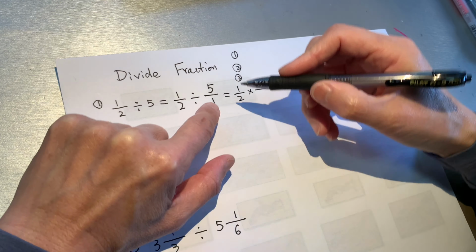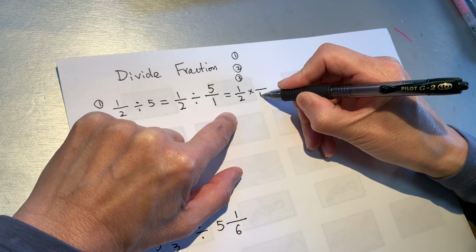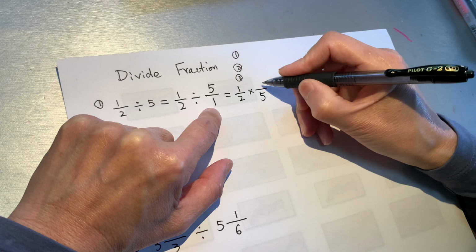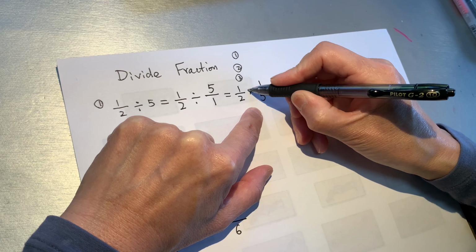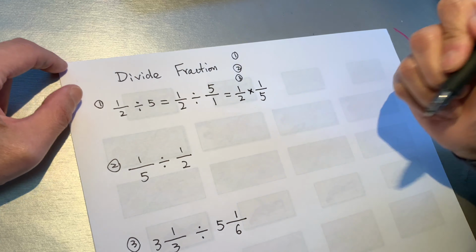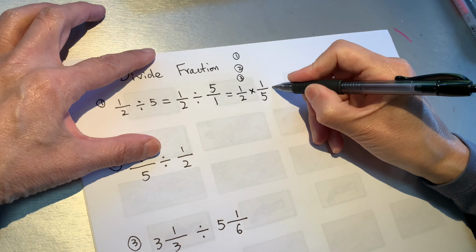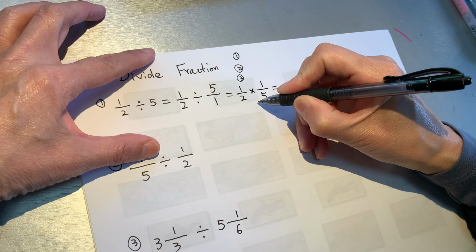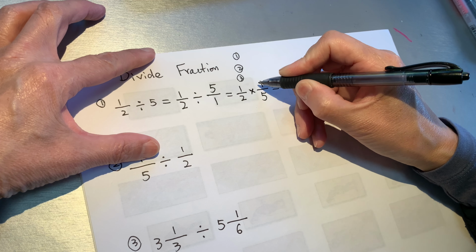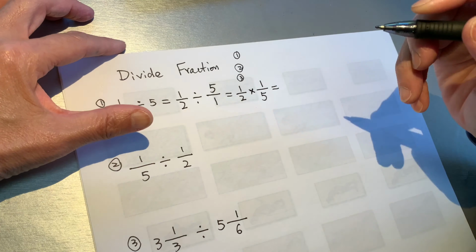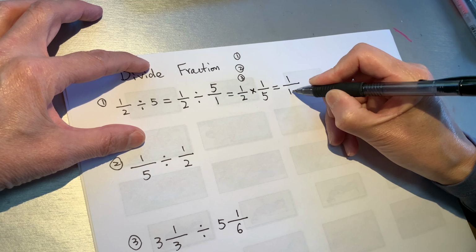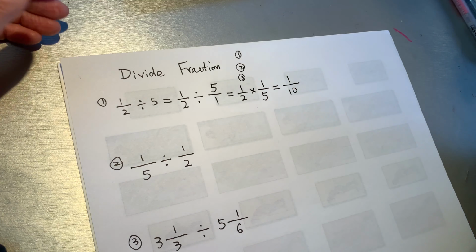Bottom to the top, top to the bottom. And multiply. Now you know, right? Top times top, bottom times bottom. 1 over 10, and that is the result.